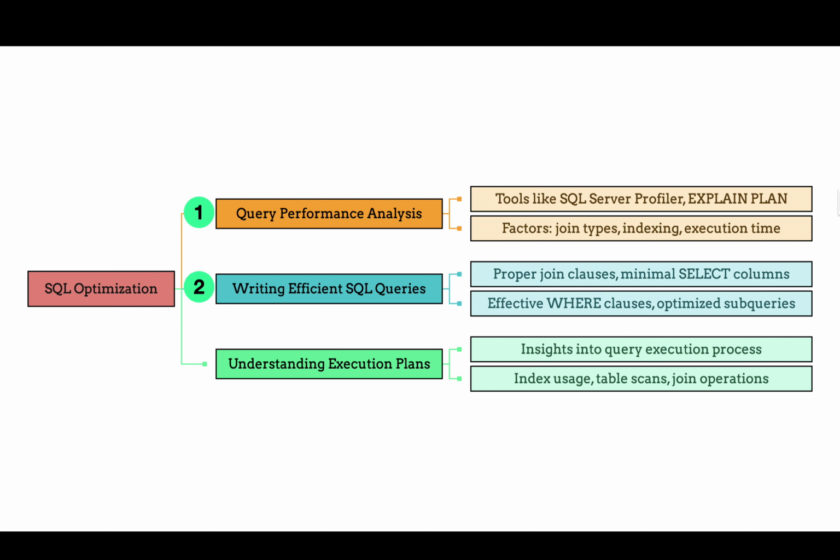2. Writing efficient SQL queries. Efficient SQL queries are vital for performance. This includes using proper join clauses, avoiding unnecessary columns in select statements, using where clauses effectively, and optimizing subqueries. Writing queries that minimize the amount of data processed and returned can significantly improve performance.